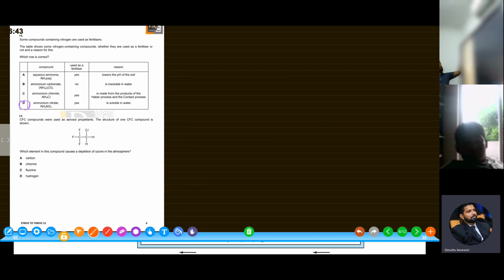Now, for some of them, you don't need to know everything individually to find the answer. What you can do, you can use this. Ammonia is a base. It can't lower the pH, it will increase the pH. You can use the elimination method. Ammonium carbonate insoluble, wrong. We never learned about ammonium carbonate, but ammonium compounds are soluble in water. Therefore, the statement is wrong.